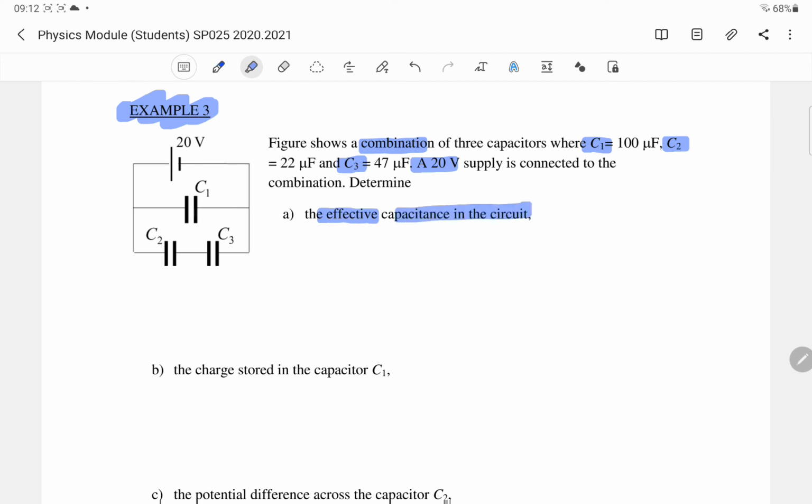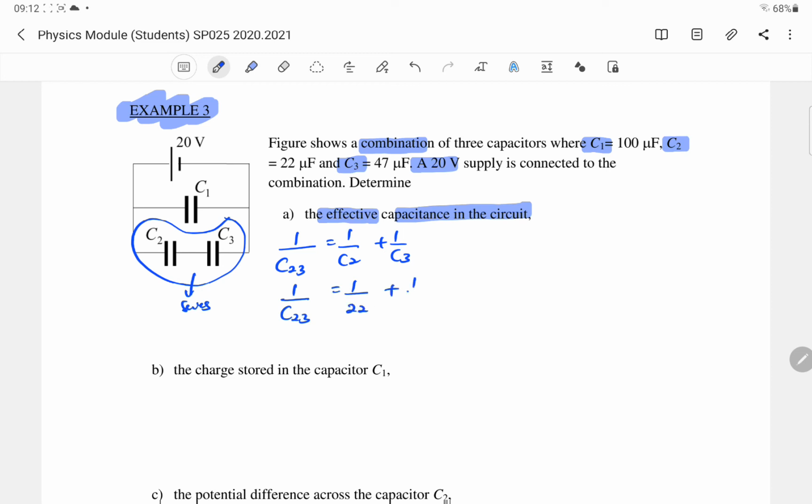Okay, so we have C1, C2 and C3. So we know that C2 and C3 are connected in series. Okay, so to find the capacitors connected in series, we have C23 equal to 1 over C2 plus 1 over C3. So 1 over C23 equal to 1 over C2 is 22 plus 1 over C3 is 47. So C23 is equal to 15 microfarad.